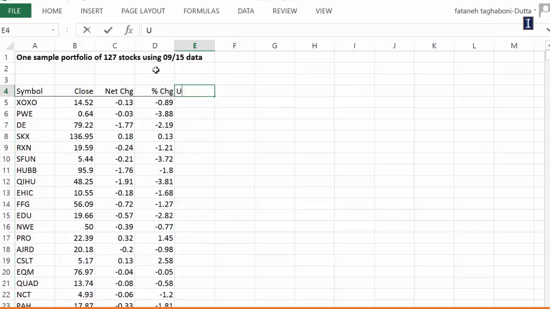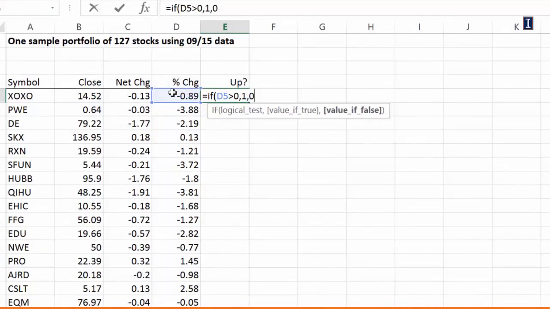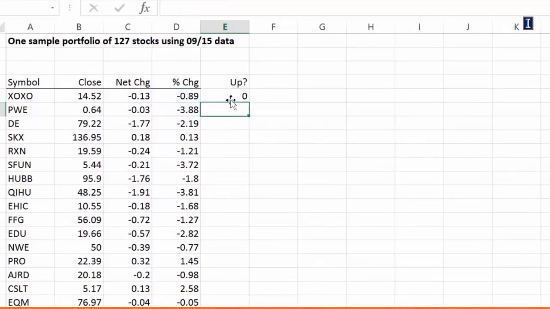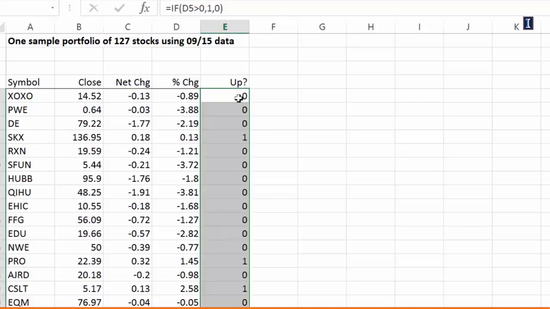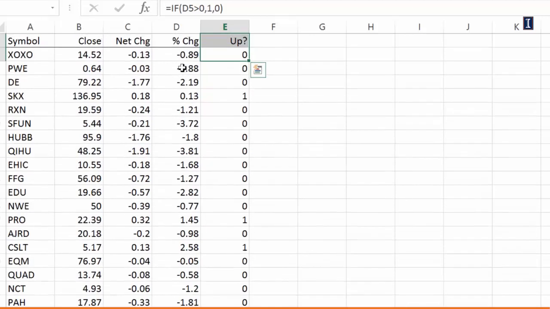I want to know how many went up here in my stock, in my portfolio, and I'm going to repeat it the same way. If this value is a positive value, which is greater than 0, return a value of 1, otherwise return a value of 0, and I'm going to say return, put my crosshairs here, and repeat it. So the entire 127 stocks that I own also gets repeated as 0 and 1.